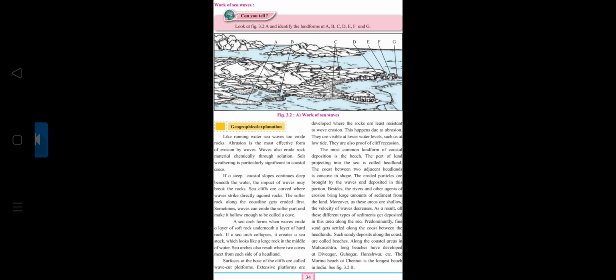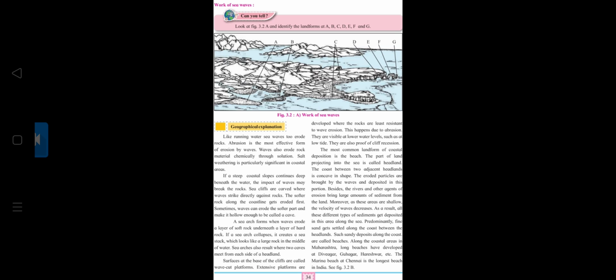Predominantly, fine sand gets settled along the coast between the headlands. Such sandy depositions along the coast are called beaches. Now, how are beaches formed? They have given you an answer here.